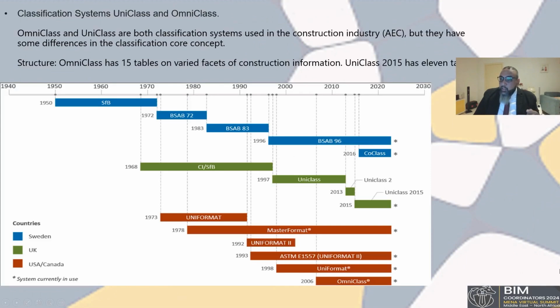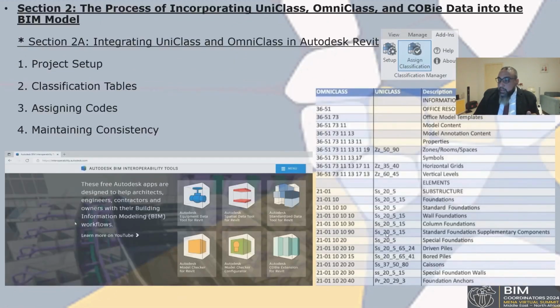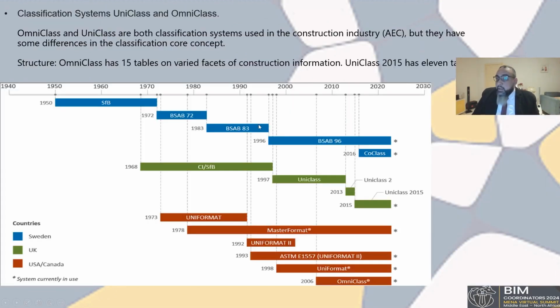Here on the slide, it just contains where each one started and up to this time. Most of the classification systems are based on Omniclass, and as you can see here, Uniclass 2015. But all of this started in 1950 in Sweden with a system called SfB. Let's dive into more of this.